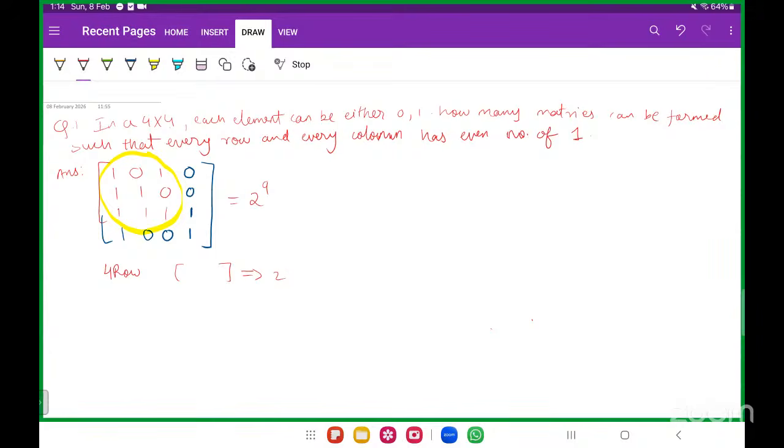Total there are 16 elements, right? In 7 cases it could be odd. So how many cases are left out? 9. So 2 raised to 9 elements. How much? 2 raised to 9.